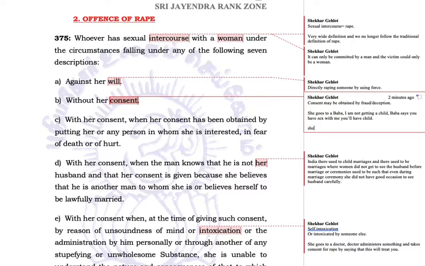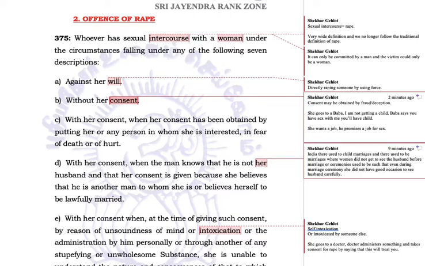She wants a job. He promises a job for sex and she has given a consent. Because she is very poor, she wants to maintain her family, so she thinks that he will give a job. She has given her consent, but this consent is not a real consent in the law. Clear? So these are against her will, directly forcing, or without her consent, though she may have given her consent, but consent is given in such situations.